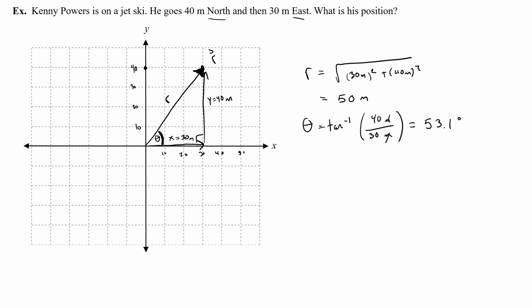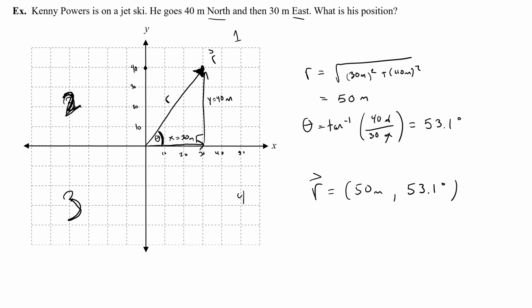And then I need to think, is this 53.1 degrees correct for the angle I'm looking for? And yes. Remember, if it's in the first quadrant, then a positive angle from tangent inverse is correct. If it's in the fourth quadrant, a negative angle is correct. If it's in the second or the third, you just have to add 180 degrees to what tangent inverse gives you. Okay, so that's the magnitude and direction. So I would say my position vector is 50 meters, comma, 53.1 degrees.